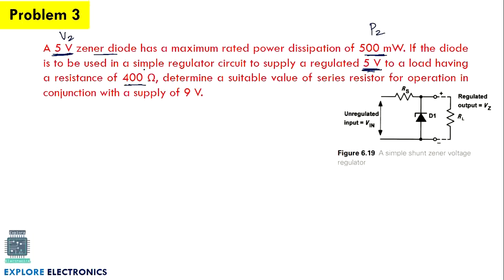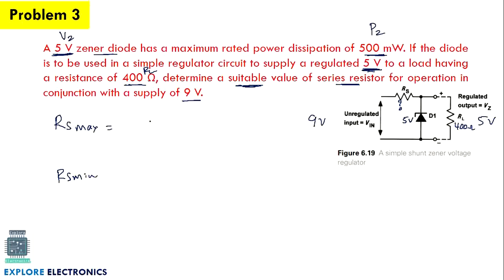This is RL. Determine the suitable value of series resistor for operation in conjunction with the power supply of 9 volts. If we give a power supply of 9 volts and we are obtaining 5 volts as output, RL is 400 ohm and the diode voltage VZ is also 5 volts, we need to calculate the suitable value for RS. Here it is asking to calculate the suitable value, which means we know the expression for RS maximum and RS minimum. Let us calculate those two.